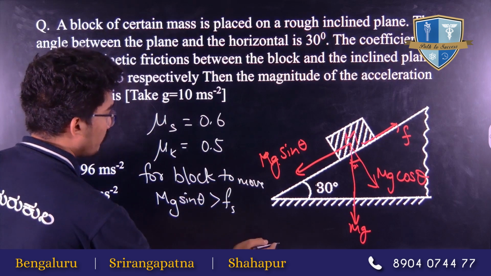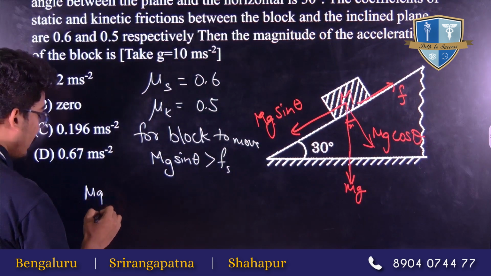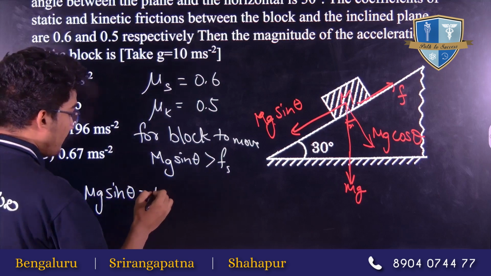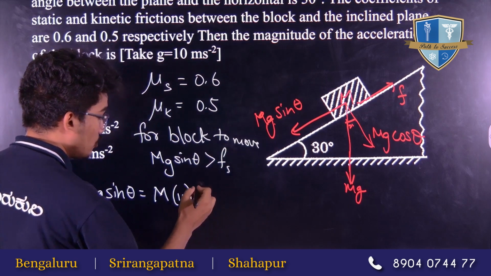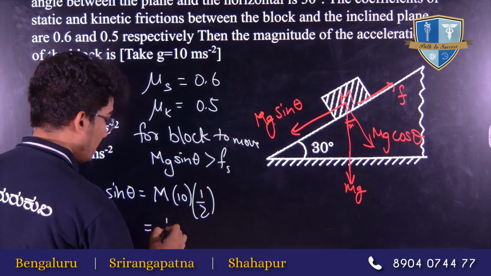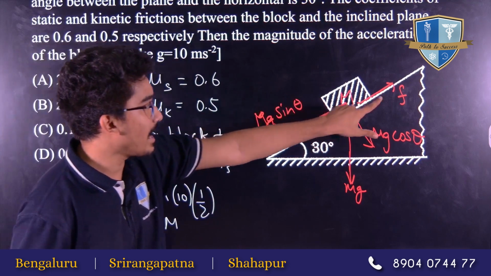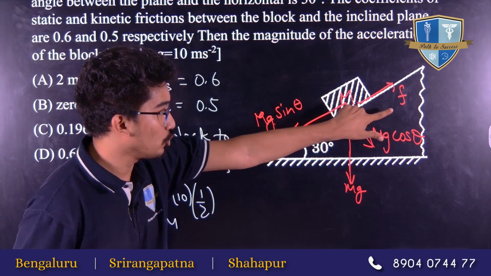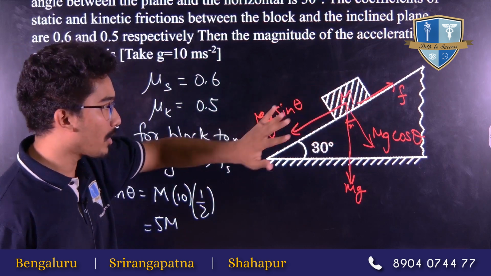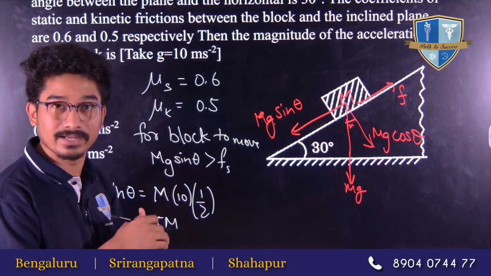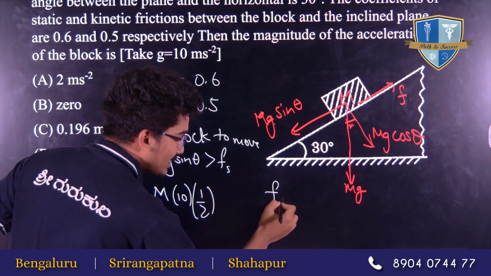So let's calculate both the values, static friction and mg sin theta. Our mg sin theta, m unknown, g let's take as 10, and sin 30 is 1 by 2. So this is equal to 5m, correct? 5 times the mass of the block is this force. Now this F should be less than 5m for the block to have acceleration, or else the block will remain at rest, meaning the acceleration will be 0.